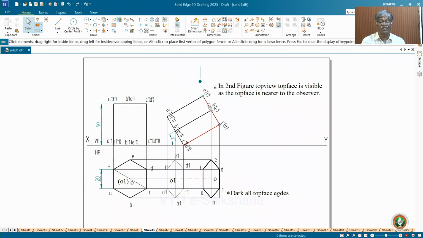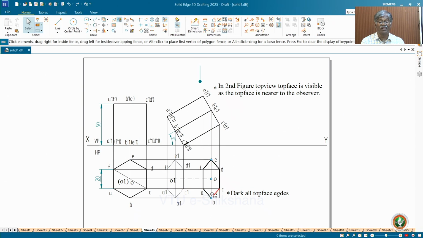This is the visible key surface to the observer. That is to be made dark. I have taken purposefully a little more thickness so that you can understand. Finally, you have to do 0.5 only, for all practical purposes. Now, the visible key surface is the top face for us. This is the nearest surface. So, that should be dark.